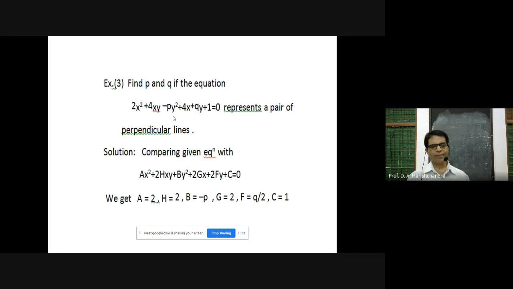Okay. Example number 3. Find p and q if the equation 2x square plus 4xy minus py square plus 4x plus qy plus 1 is equal to 0 represents a pair of perpendicular lines. Okay, this is the joint equation of a pair of perpendicular lines, and from that you have to find the values of two unknowns p and q. First of all, compare this equation with the general second degree equation. So we are getting a to be 2, h as 2, b as minus p, g as 2, f as q by 2 and c is equal to 1.